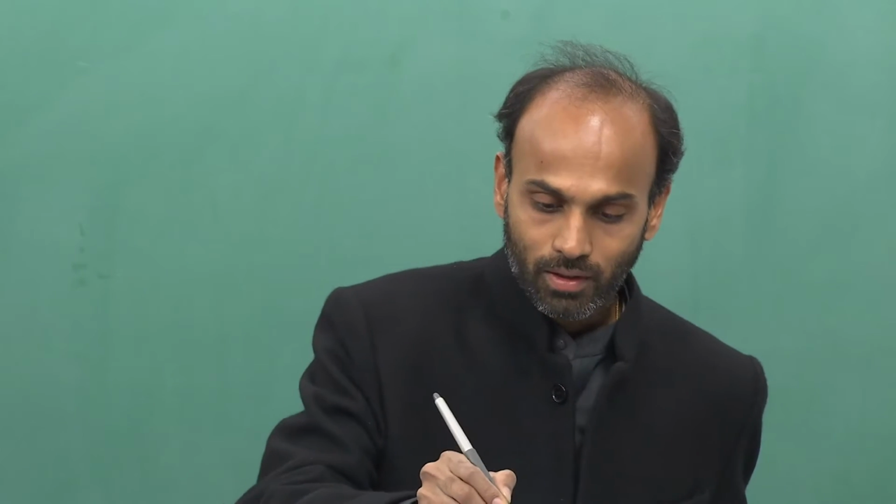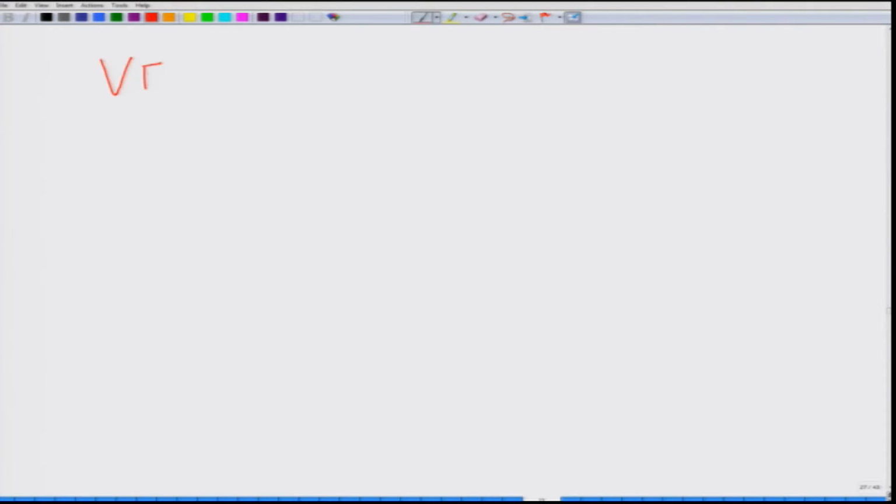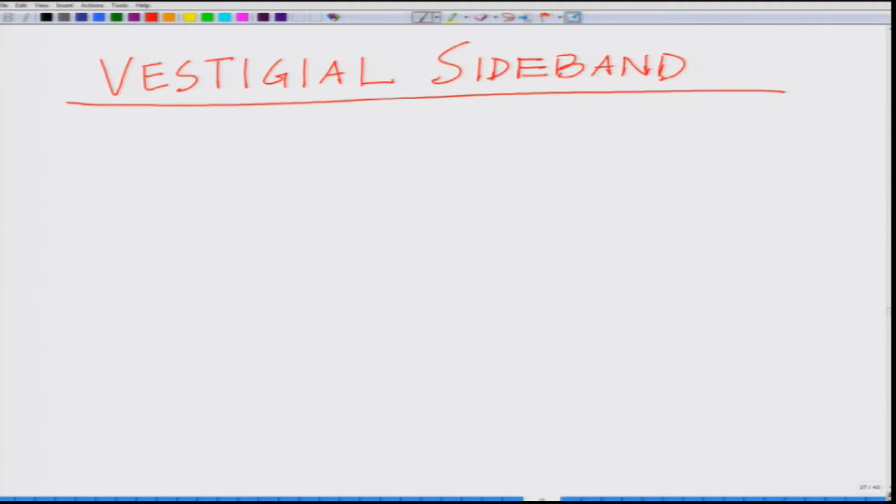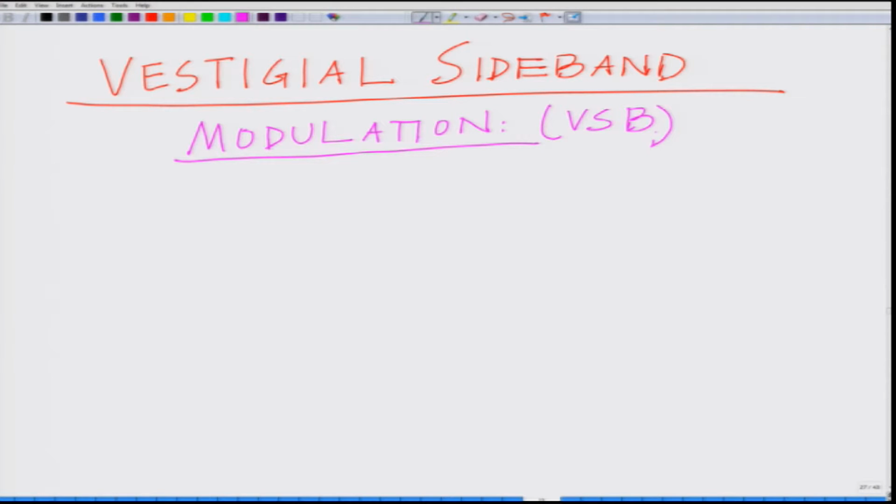So, today we will start talking about vestigial sideband modulation. The next different form of modulation that we are going to be interested in is vestigial sideband modulation. This is another form of modulation. We have seen single sideband modulation. So, this is vestigial sideband modulation, also abbreviated as VSB.